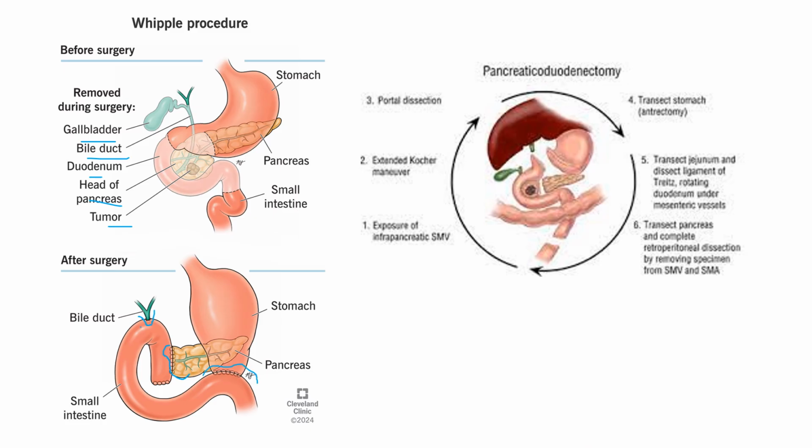Okay. So first, the infrapancreatic superior mesenteric vein is exposed, there is an extended Kocher maneuver, and there is portal dissection. You transect the stomach or do an enterectomy. You transect the jejunum and dissect the ligament of Treitz, rotating the duodenum under the mesenteric vessel. You transect the pancreas and complete the retroperitoneal dissection by removing the specimen from the SMV and SMA. And then you also do the anastomoses: hepatico-jejunostomy, pancreatico-jejunostomy, and gastrojejunostomy.